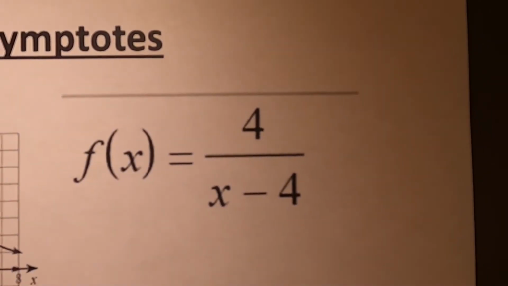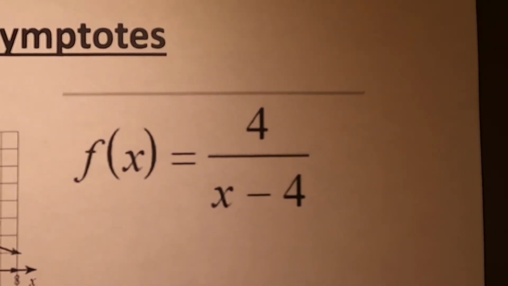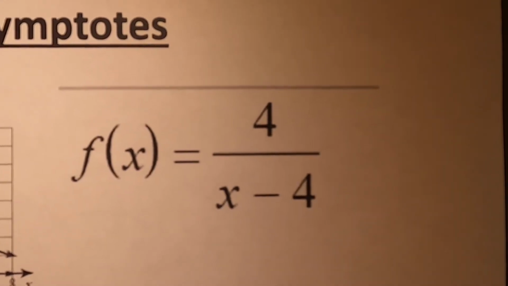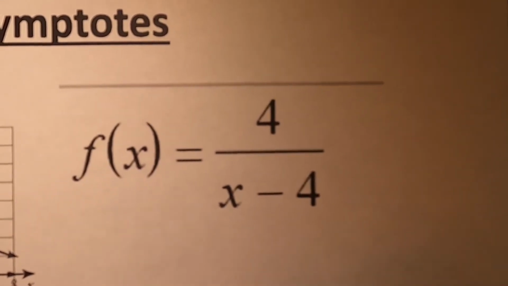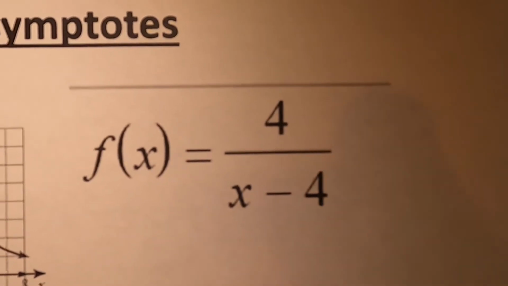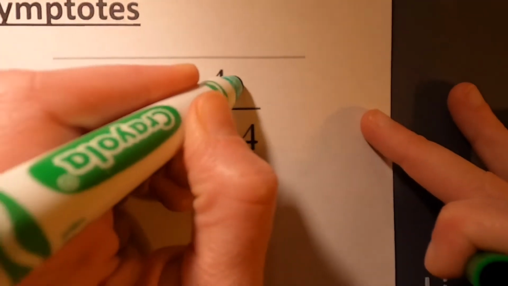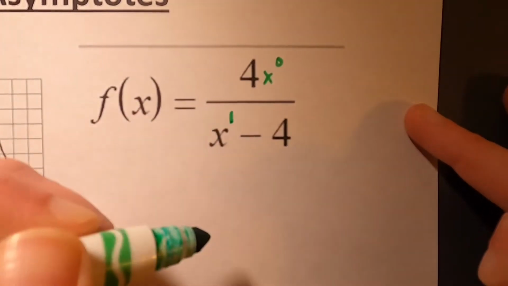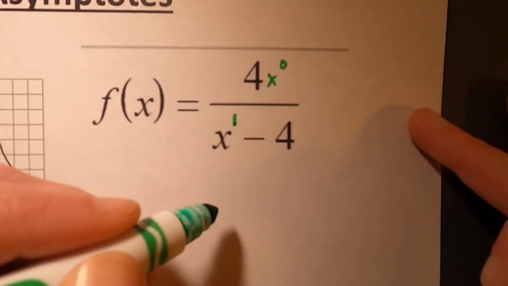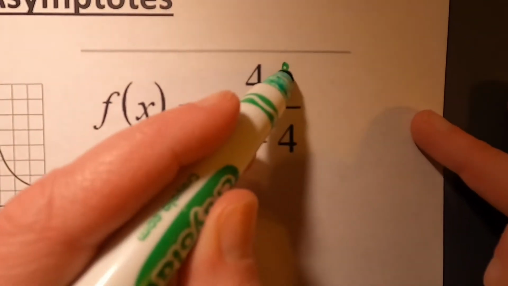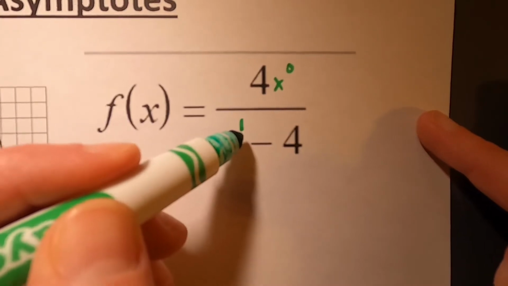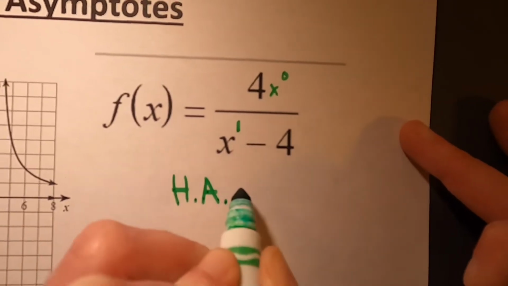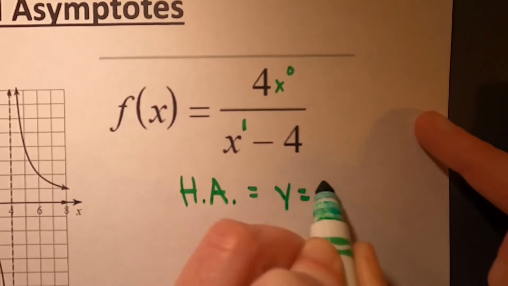Here's our first example. f of x is equal to 4 over x minus 4. We know this is a rational function because it's a fraction that has a variable in the denominator. Now, check the degrees. The degree of the numerator is x to the 0 power, and the degree of the denominator is a 1. Therefore, this follows scenario number 1, where the degree of the numerator is less than the degree of the denominator. Immediately, horizontal asymptote, I put HA for short, y equals 0.